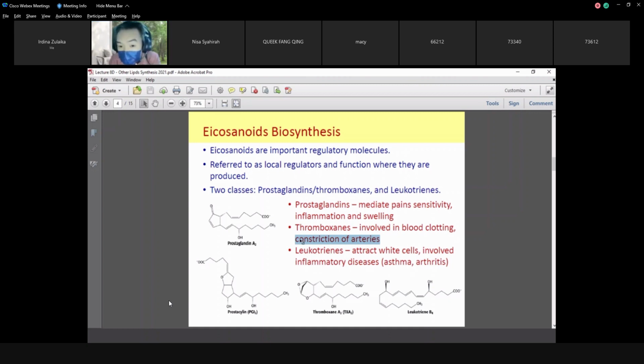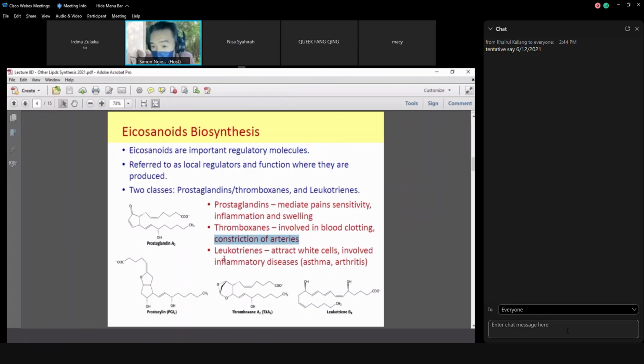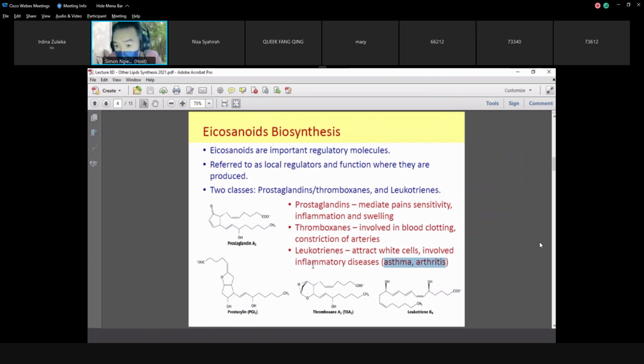And also we have leukotriene. Leukotriene is a different class. It's normally involved in allergic reactions. If someone is allergic to something and suddenly starts to sneeze and so on, these are responses triggered by leukotriene, like for example asthma and arthritis. These are inflammatory responses that are triggered by the body itself.